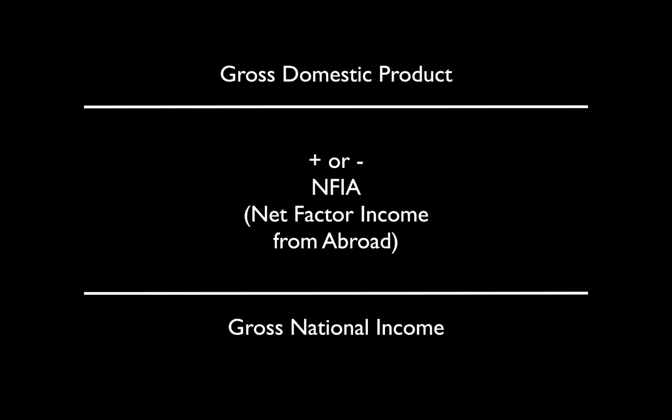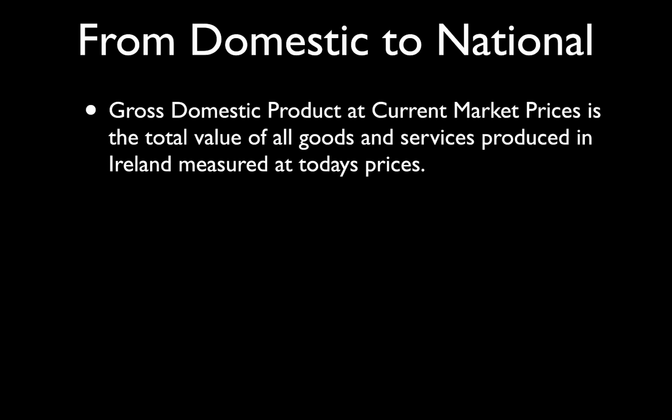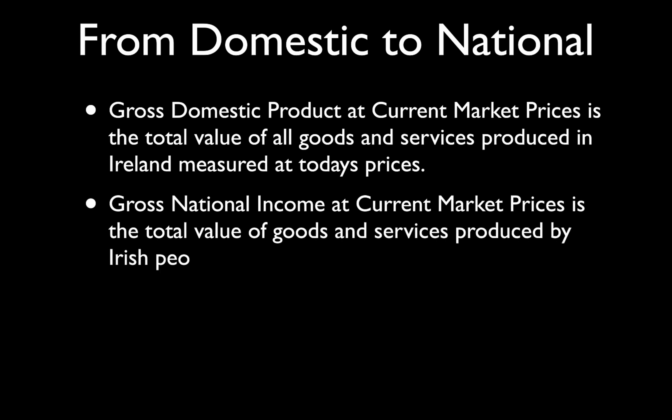There are a few things we need to look at in order to understand the distinctions between gross domestic product and gross national income. I would argue the very first thing we should look at is the definition of each of them. I know what's written on the screen, but follow on from what I'm saying here. Gross domestic product is the total value of all goods and services produced in Ireland. That's what I want you to think.